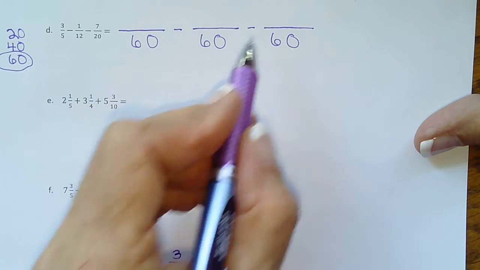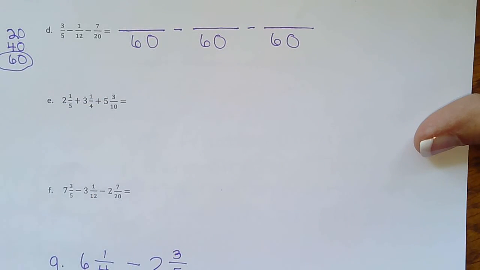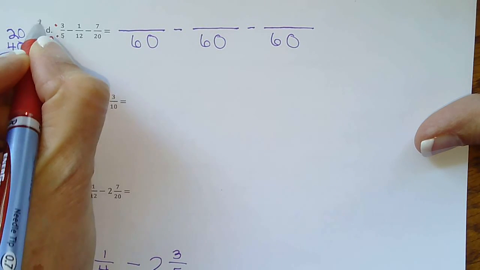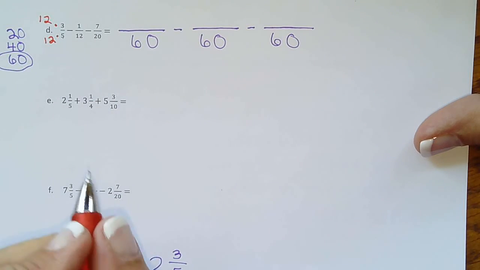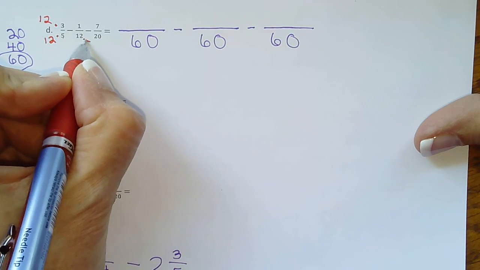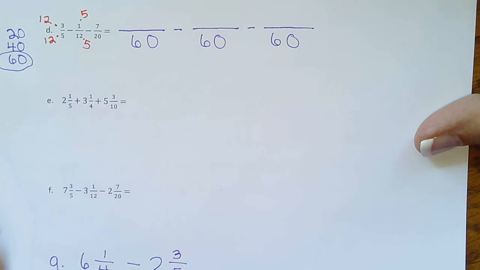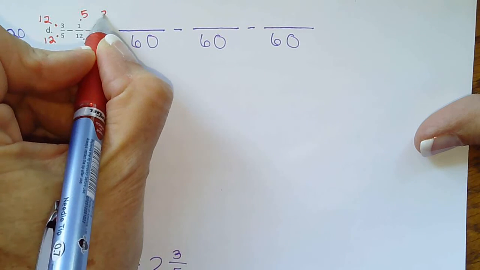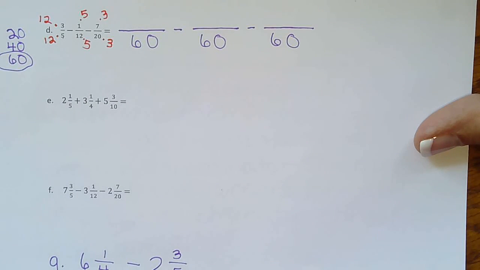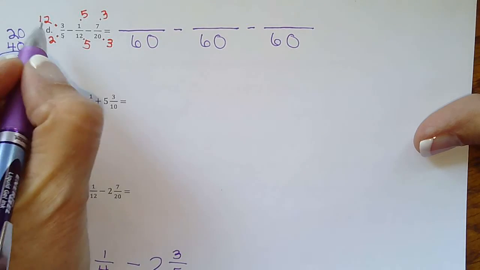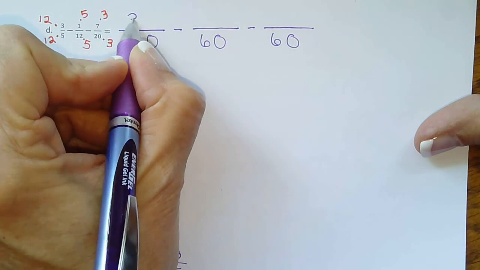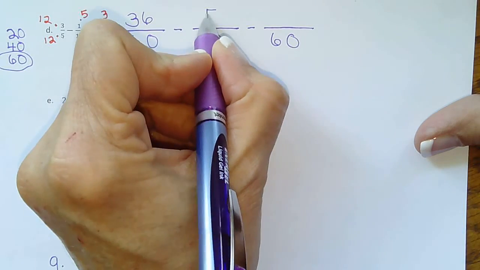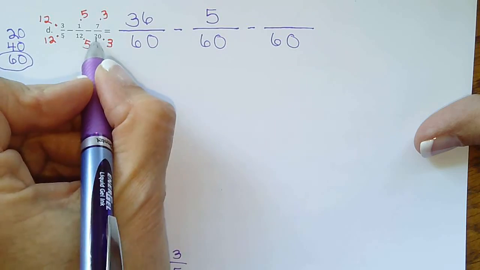I put in my subtraction signs. Now we just have to find the new numerators. So 12 times 5 is 60, so multiply numerator and denominator by 5. 20 times 3 is 60, so multiply numerator and denominator by 3. So what are we going to have? 12 times 3 is 36/60ths minus 5/60ths minus 21/60ths.